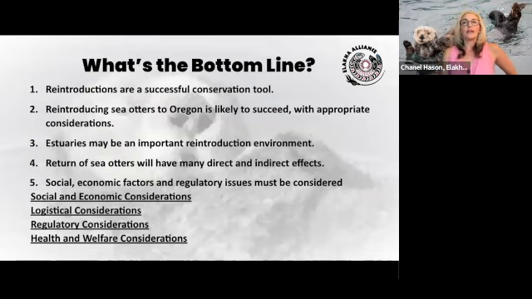So the bottom line was that reintroductions, yes, are a super successful conservation tool. It's likely to succeed here in Oregon, reintroducing them, obviously with appropriate considerations that are outlined in our feasibility study. Estuaries are also a really important reintroduction site, as we learned in the Elkhorn Slough in Monterey, where reintroductions have been super successful. And also social, economic, and regulatory issues must be considered. So yes, all of that is in a lot of detail on our website. I don't have time to go over everything in detail, but you get the picture.